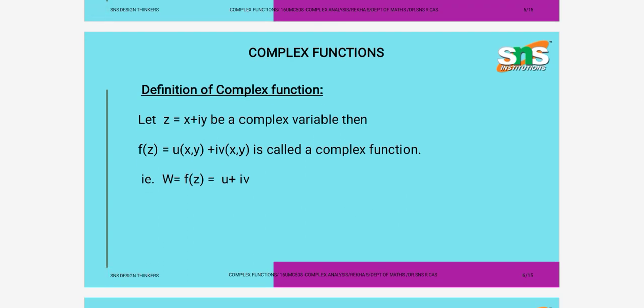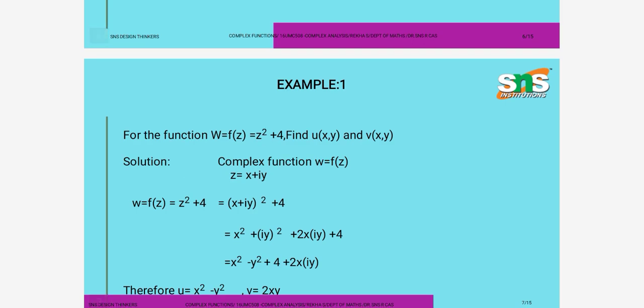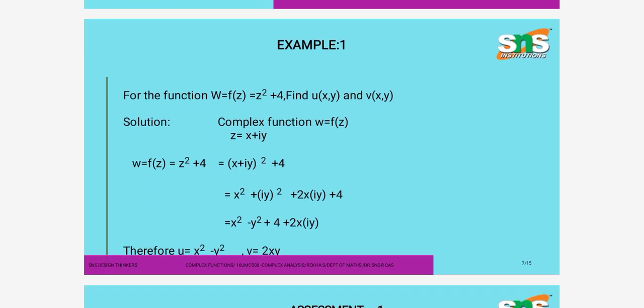Now we can define the complex function. You all know that a complex number is z equal to x plus iy. If we apply a function, f of z equal to u of x comma y plus i v of x comma y is a complex function. So w equal to f of z equal to u plus iv.